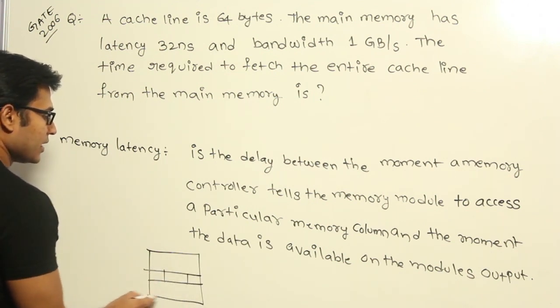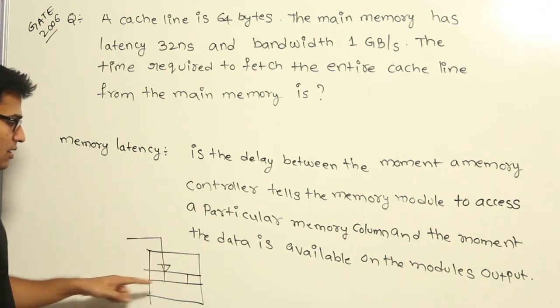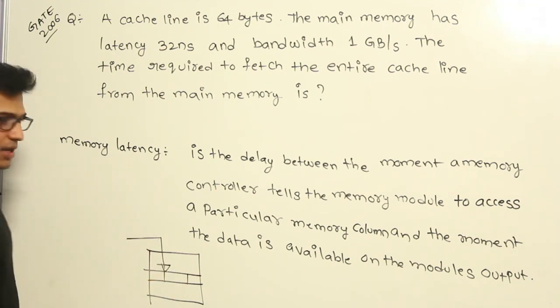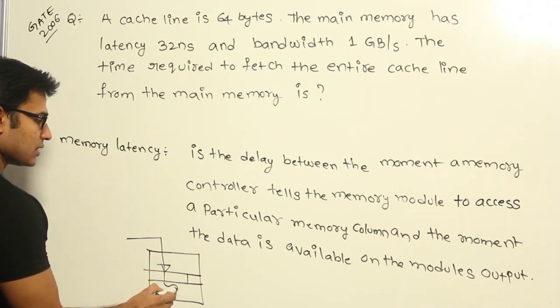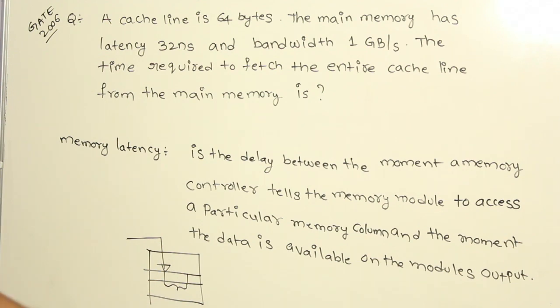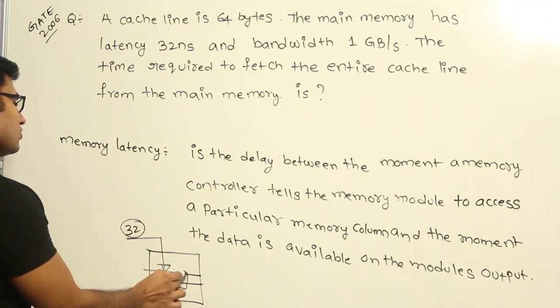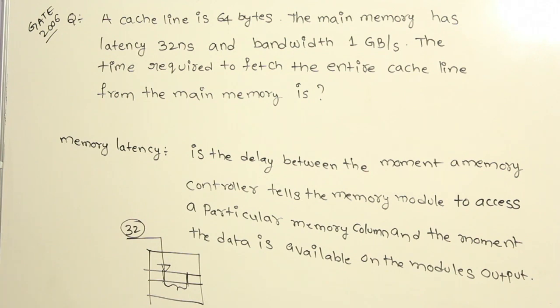Therefore, whenever you want some information from the memory, you can think of the time taken like this. You have to go and locate that particular column or cell, and then you have to transfer the data, based on the bandwidth available on the memory, right? So for this one, the latency given is 32 nanoseconds, and after 32 nanoseconds you have to find out the time required to transfer the actual data, right?